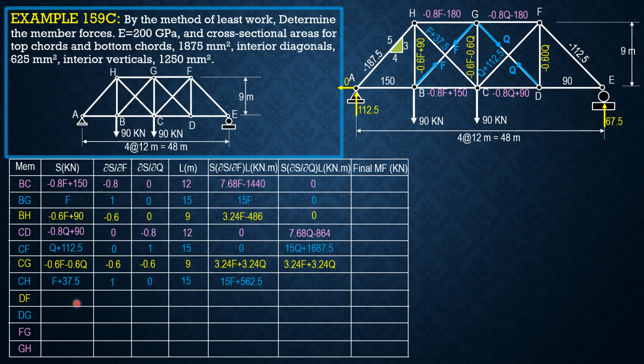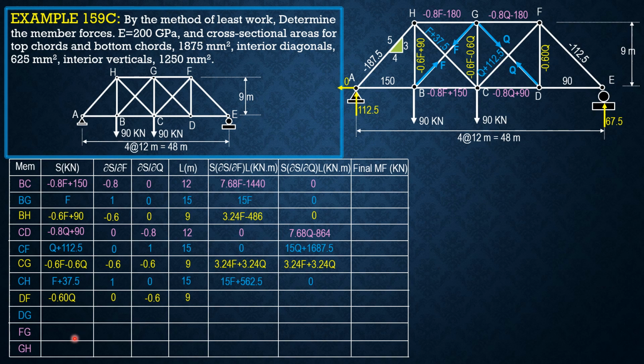DF, negative 0.6Q, 0, negative 0.6. The length is 9, 0 here. Here is the product in terms of Q, 3.24Q. DG is Q, 0, 1. Then the length is 15, 0 here, then 15Q here.